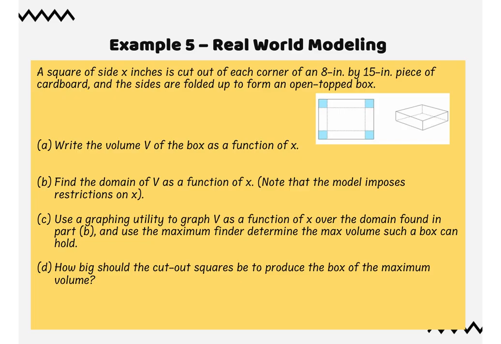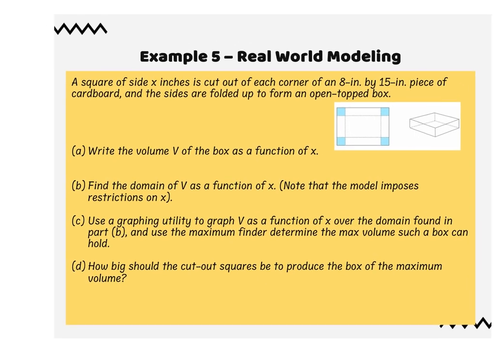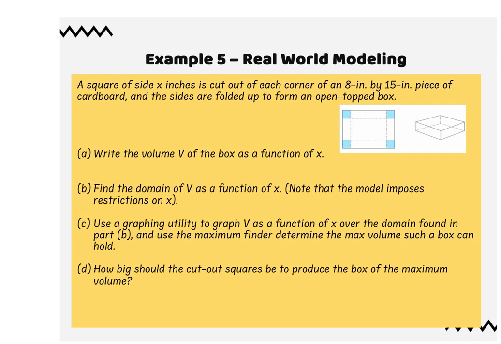Okay, so this is a really good practice question, sometimes multiple choice, but also could be an FRQ AP style question. So it says a square of side x inches is cut out of each corner of an 8-inch by 15-inch piece of cardboard, and the sides are folded up to form an open-topped box. So they basically give you the visual, but you had a rectangular piece of cardboard, and you want to cut out each of these little corners and then fold up your edges to make a box that has no lid on it.